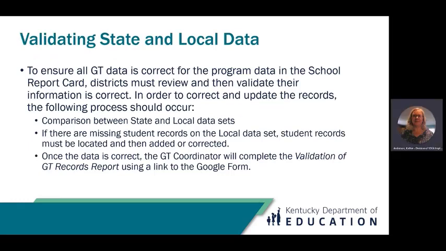To ensure all GT data is correct for the program data in school report card, districts must review and then validate their information is correct. In order to correct and update the records, the following process should occur. A comparison between state and local data sets. Then if there are any missing student records on the local data set, student records must be located and then added or corrected through the correct transfer process in Infinite Campus. And then once the data is correct, the GT coordinator will complete the validation of GT records reports using the link to the Google form.